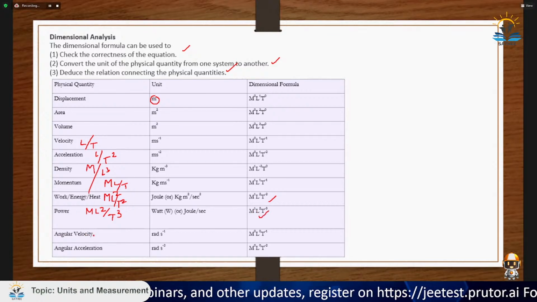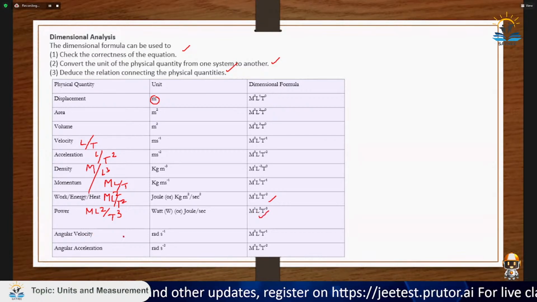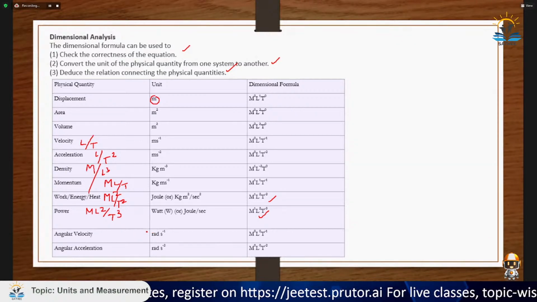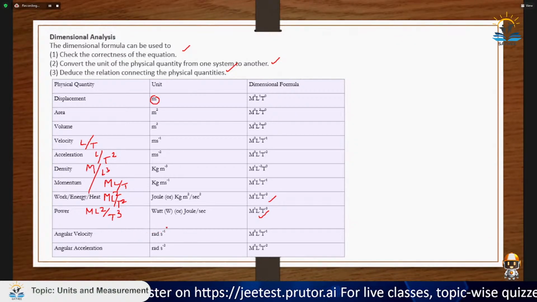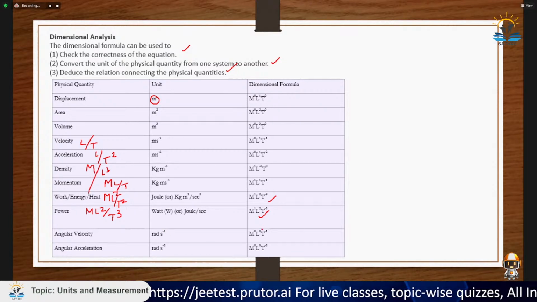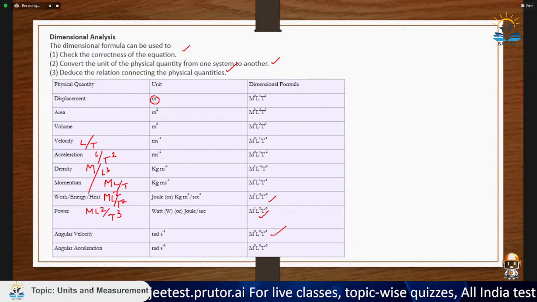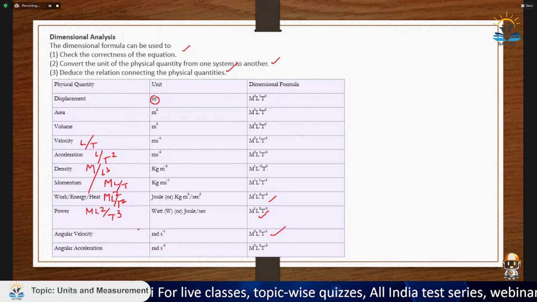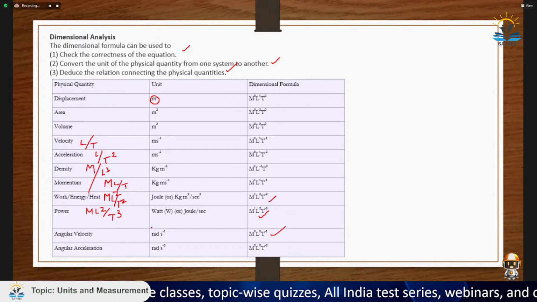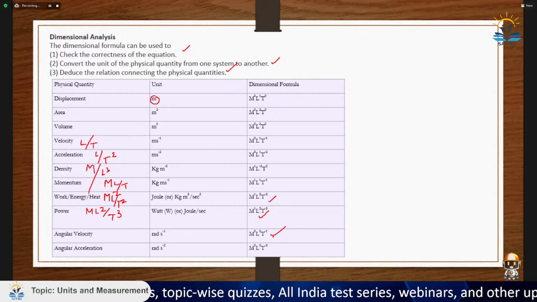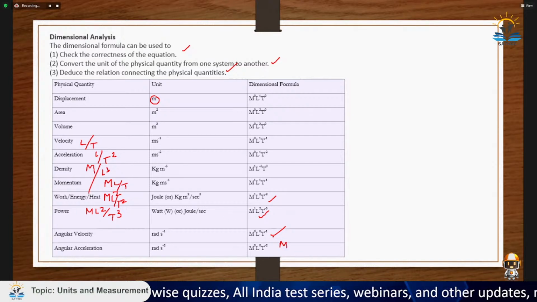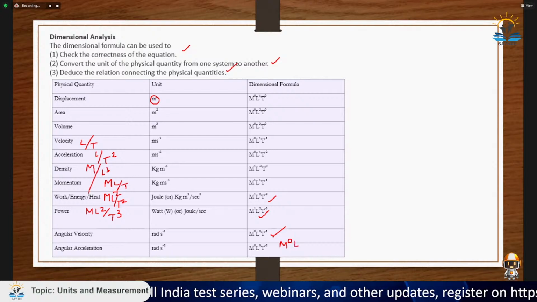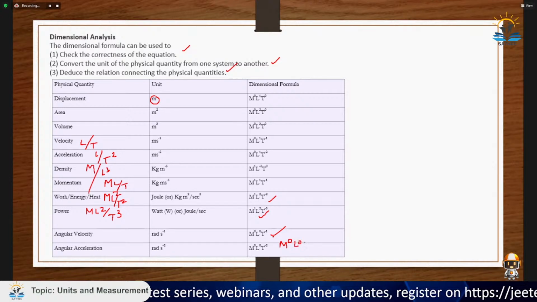Okay. Then moving on to angular velocity. Angular velocity is radian per second, and radian is measured in terms of theta. So theta has no dimensions, but per second it is 1 by T. So time has dimensions. So it would be M0 L0 T minus 1. Radian has no dimensions because angle has no unit. Then angular acceleration would be the same. It would be radian per second square. So it would be M0 L0 T minus 2.